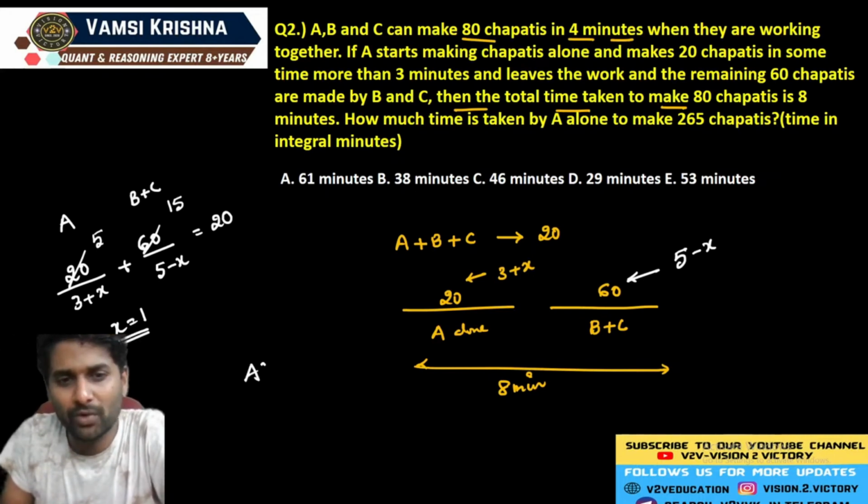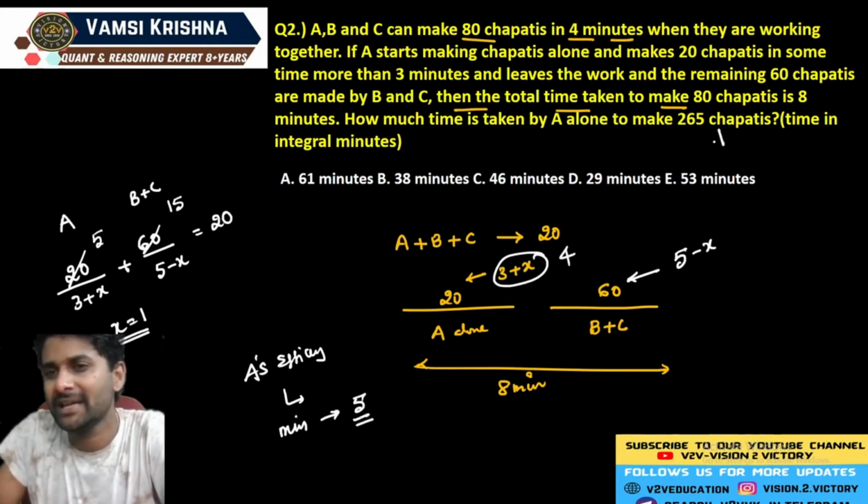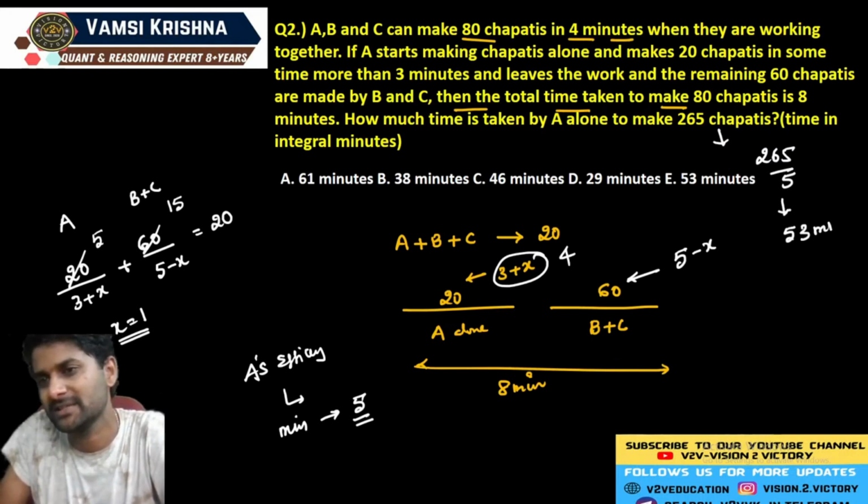Now identify what is A's efficiency. What is A's efficiency? For 20 chapatis, it takes 4 minutes. It means every minute they completed 5 chapatis. Now the question: for making 265 chapatis, how much time does it take? So simply divide by 5, and the value becomes 53 minutes.